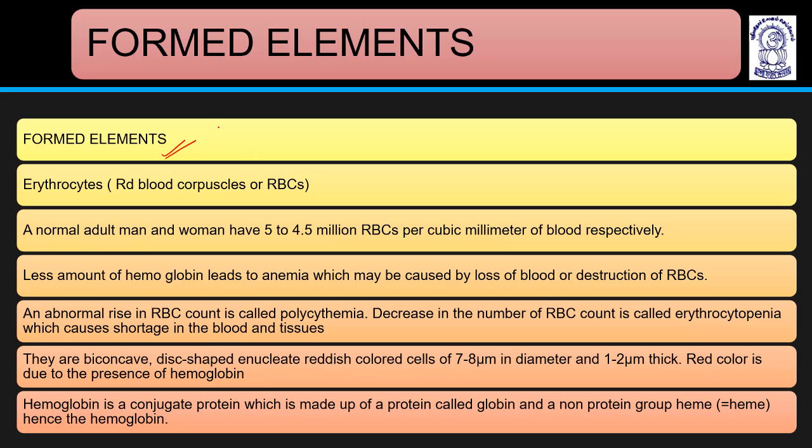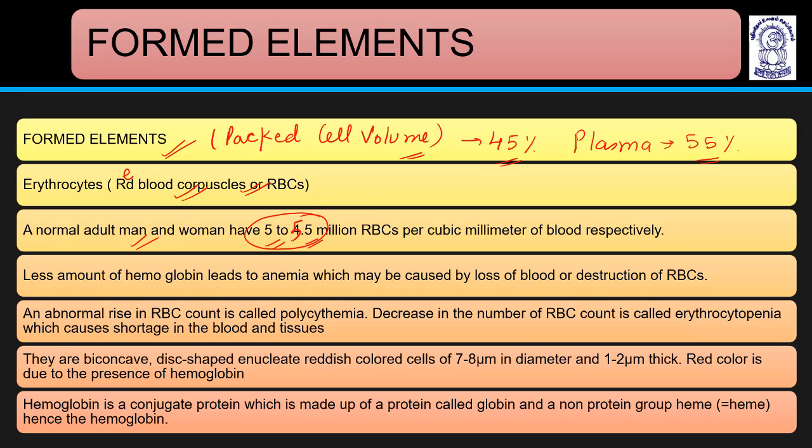Formed elements: when we talk about the packed cell volume, it is around 45% of packed cell volume, and the plasma around 55%. Formed elements are the cells present in the blood, like erythrocytes, also known as red blood corpuscles or RBCs. A normal adult man and woman have 5 to 4.5 million RBCs per cubic millimeter of blood respectively.